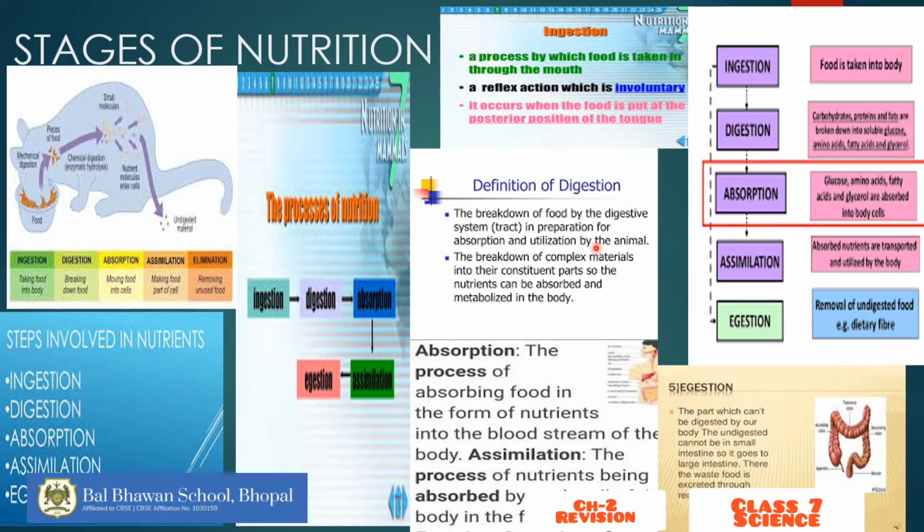Coming to the next, that is digestion. It's the breakdown of food by the digestive system in preparation for absorption and utilization by the animal. That is, in the process of digestion, complex food materials are broken down into simpler substances so that they can be easily absorbed and metabolized in the body. Coming to the next process, that is absorption. It's a process by which the food is absorbed in the form of nutrients, then it comes into the bloodstream of the body. Coming to the next stage, that is assimilation. It is the process by which the nutrients are used up or incorporated in the body in the form of energy. Coming to the last stage, that is egestion. It is the process by which the undigested food material is removed from the body.